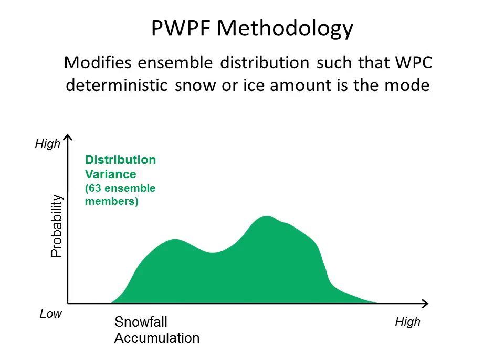Next, say that the WPC forecast for this point is on the higher end, noted by the red star. This forecast is used for inter-office coordination and does not go out publicly. However, it is used to morph the ensemble distribution such that the WPC forecast becomes the mode of this curve, which is the most likely amount.